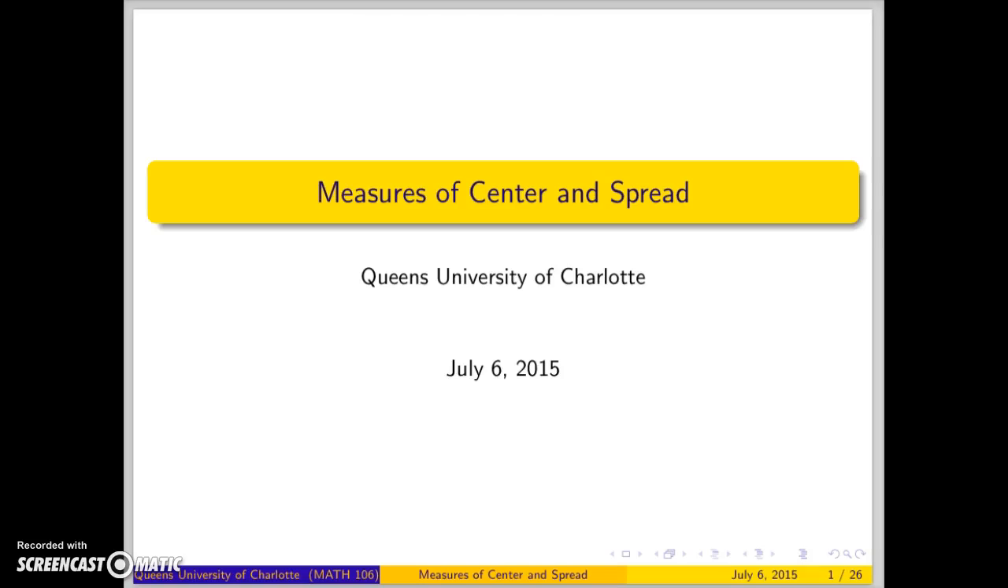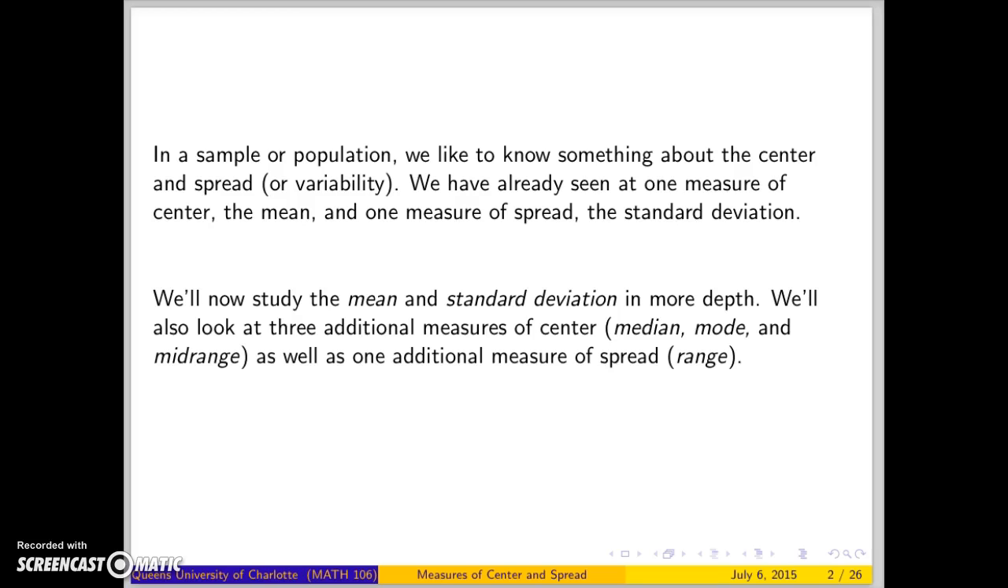Hi all, here's a lecture on measures of center and spread. We already talked about this last week a little bit, but here we'll go in a little bit more depth. So this time we will look at the measures of center as mean, median, mode, and mid-range. And then we will look at two measures of spread, also called variability. We will look at range and standard deviation.